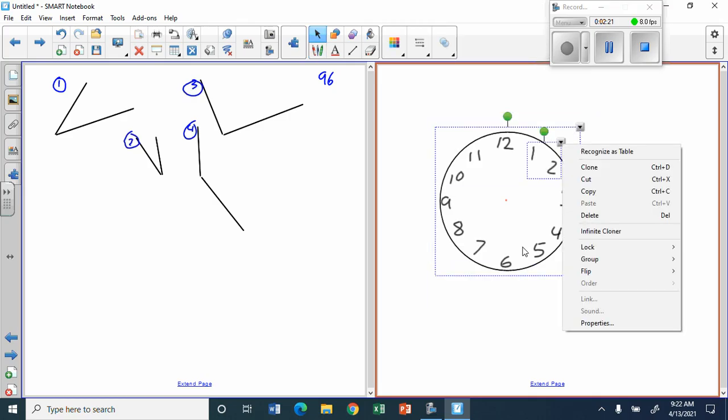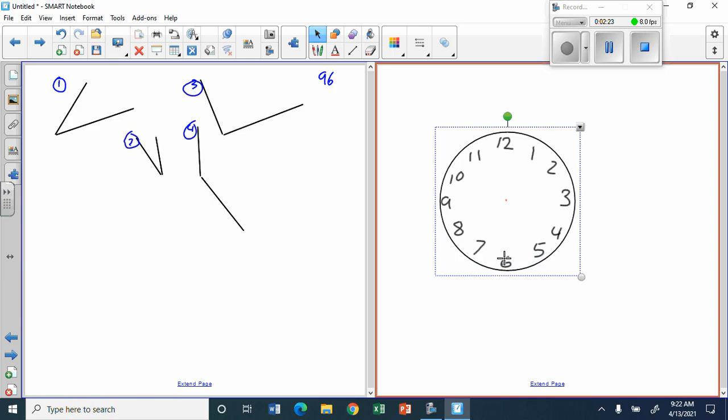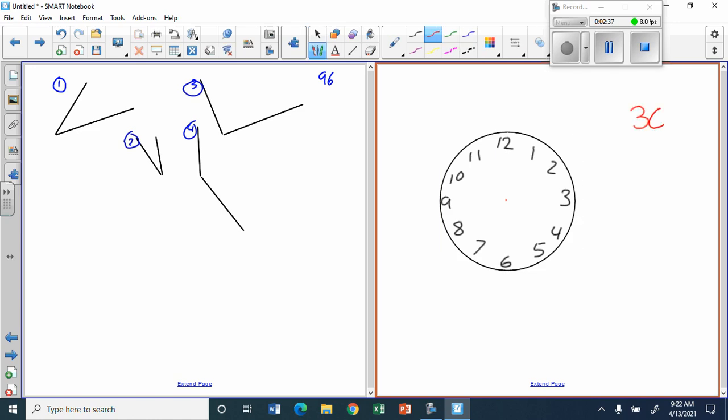So every 5 minutes on a clock is how many degrees? How can I find that out? There are 360 degrees in a whole circle. There are 12 numbers here. So that means every 5 minutes on the clock is about 35. Does that make sense? Or 30 degrees. Sorry, not 35. You looked at me weird, so I knew I said something wrong.